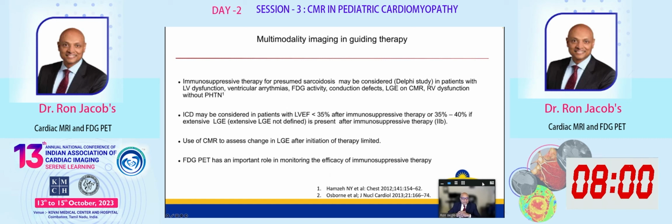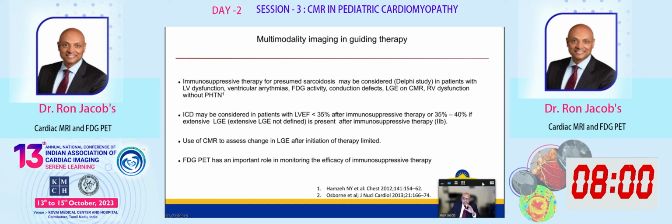And it suggested that immunosuppressive therapy may be considered in these patients with presumed sarcoidosis. ICD may be considered if the EF is less than 35% after immunosuppressive therapy, 35 to 40% if there's extensive LGE. Now that's a 2B recommendation, but what is extensive LGE? I think we all know qualitatively what's extensive when we look at something, but that wasn't specifically defined.